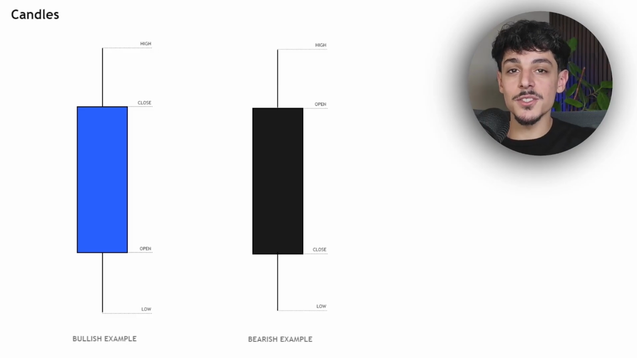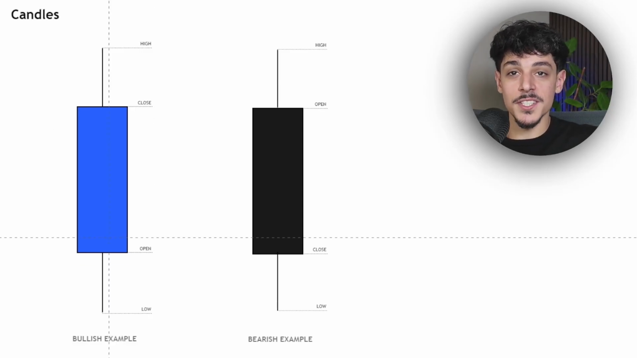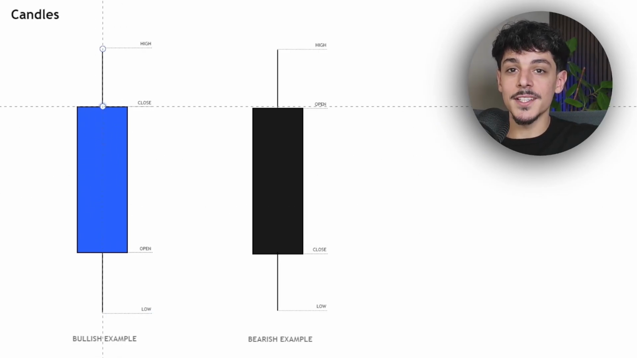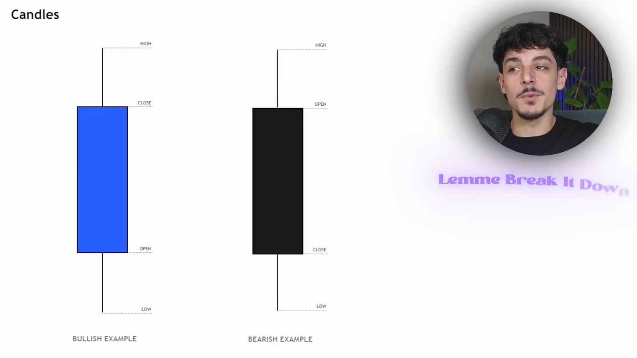But that's just the surface. What we really care about is how price moved during that candle. You have to think of each candle like a story, where it started, where it went, who was in control, and who won the battle. Let's say we're looking at a clean 1 hour bullish candle. To most people, that's just a blue box, but to me, I see a fight that happened inside of it. Let me break it down.